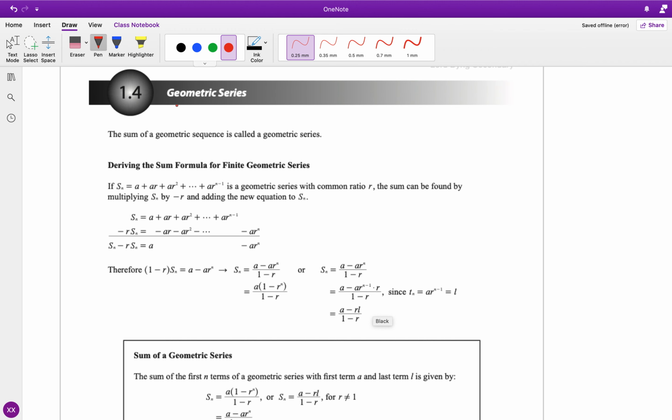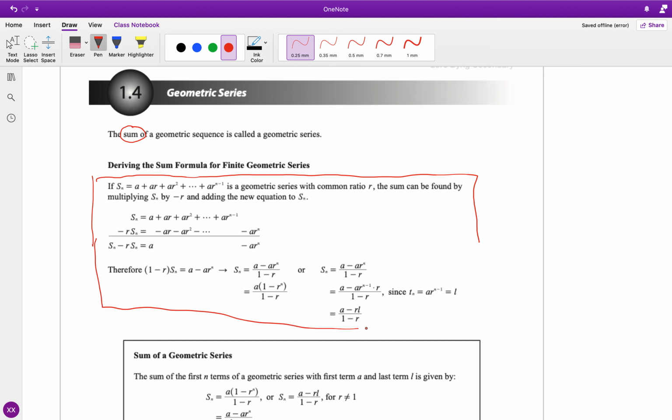All right, let's start. So this is 1.4, geometric series. That means add them together, so sum. All right, now this one, deriving the formula. Please take a look by yourself. This is pretty easy to understand, so I don't think I want to spend time here going through this.